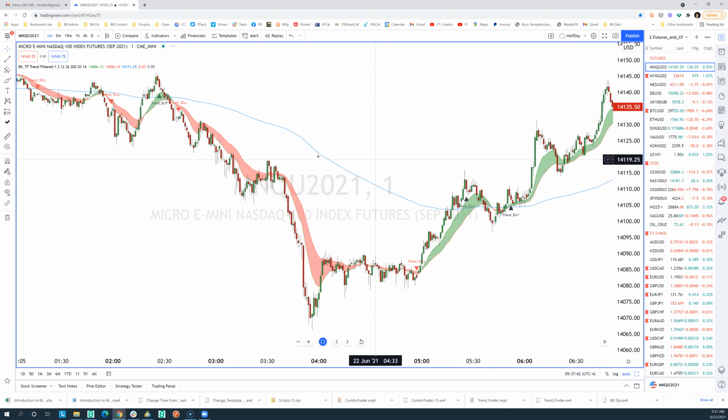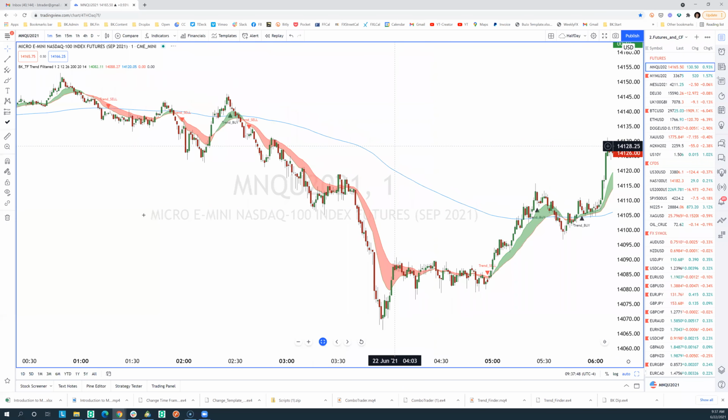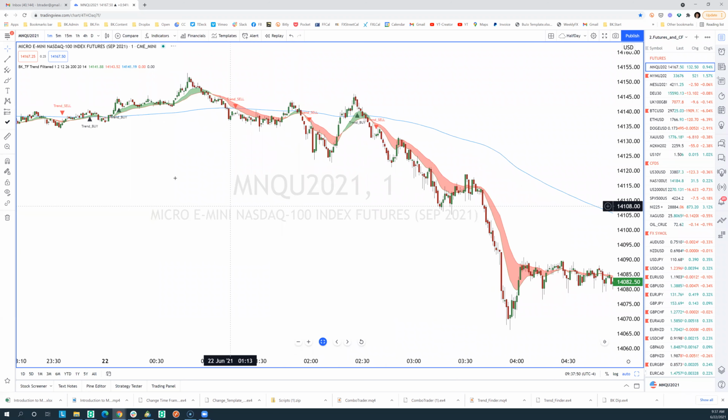Essentially, there's basically only two types of signals that I want to trade. And I'll start with them in the following manner. Obviously I'm trading trend in a filtered format, which is the best way that I can do.